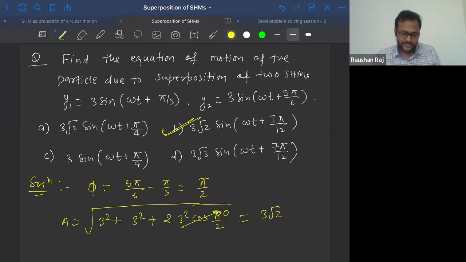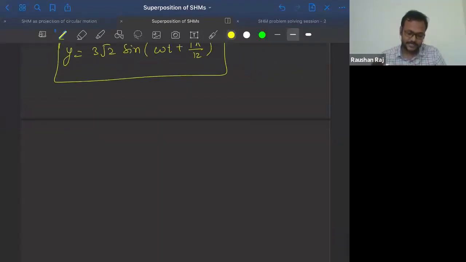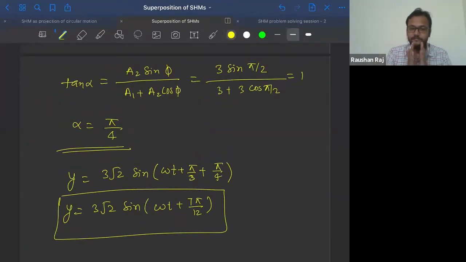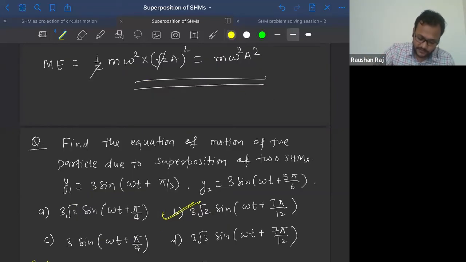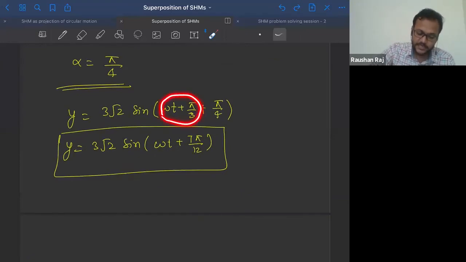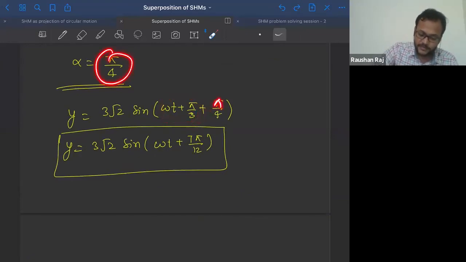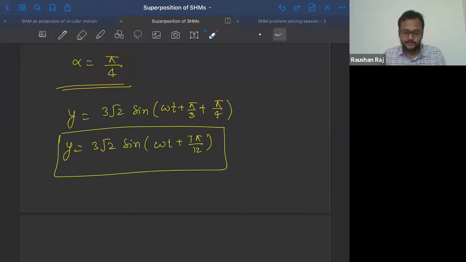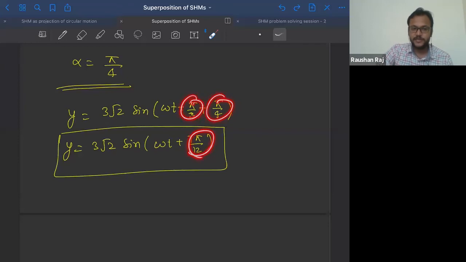Last step once again. See, what is that last step I'm talking about? Whenever you're going to write the final equation, always consider like this. How will you write the final equation? A into, that means resultant amplitude, into sine of phase of the first vector plus angle alpha. What is phase of first vector? Phase of first vector is omega t plus pi by 3. So phase of first vector is omega t plus pi by 3 plus angle alpha. What is alpha? Pi by 4. Now we know how to sum it up. So pi by 3 plus pi by 4 will be 7 pi by 12. Okay. Chalo, fine.